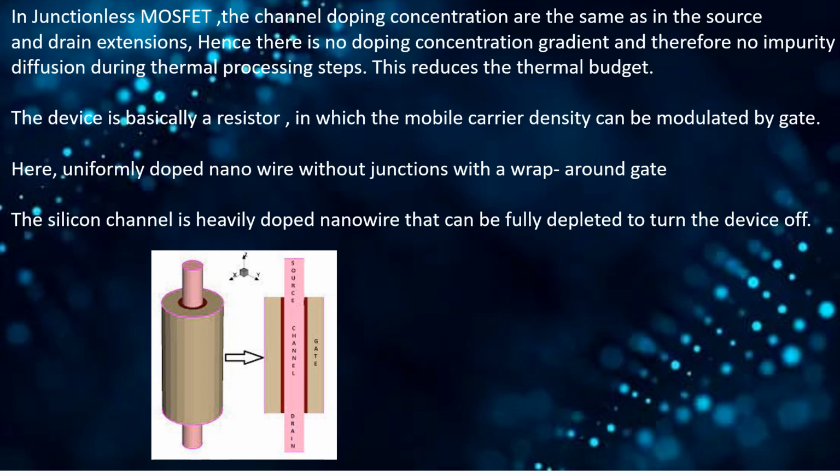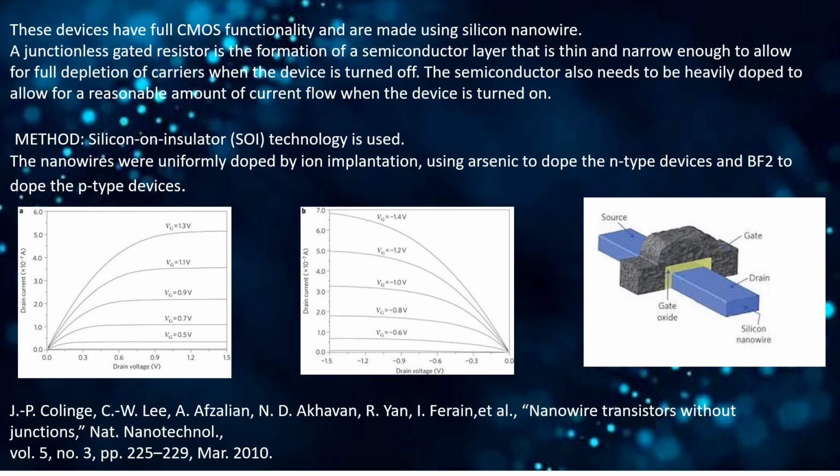We know that a conventional MOSFET is turned off by applying a reverse voltage, but here the device is turned off by full depletion of the channel due to the work function difference between the gate material and doped silicon in the nanowire. Here the silicon channel is a heavily doped nanowire. The figure shows the representation of the junctionless MOSFET. This slide tells about the nanowire transistor without junctions. The right side picture shows the schematic view of the junctionless nanowire gated resistor.